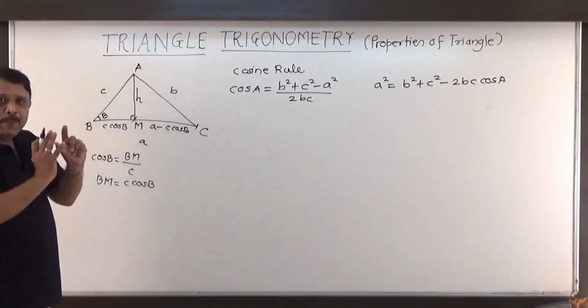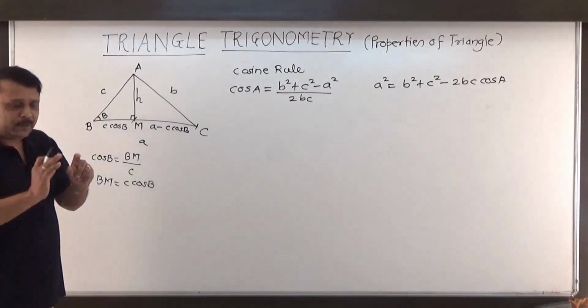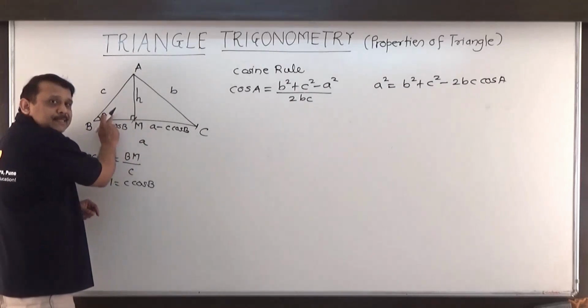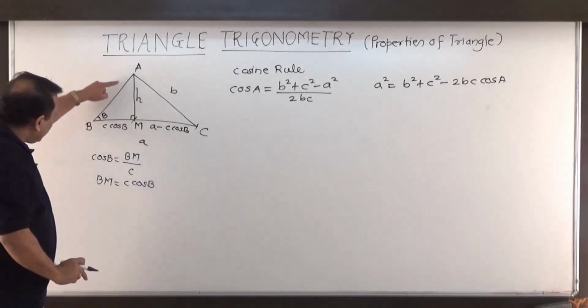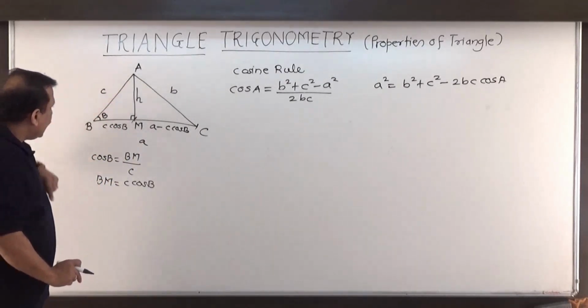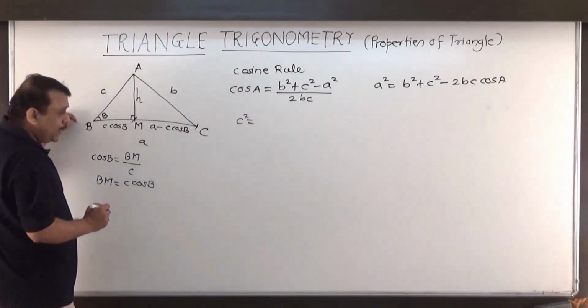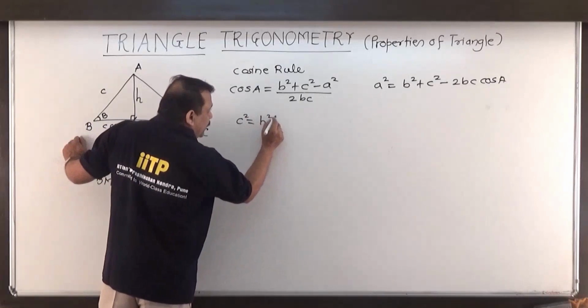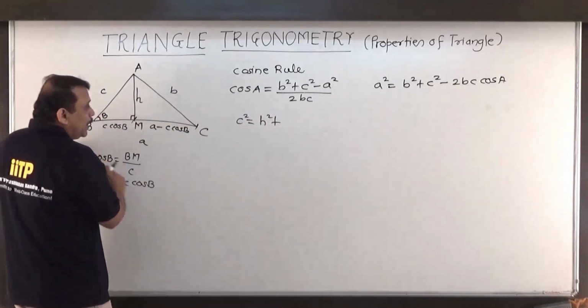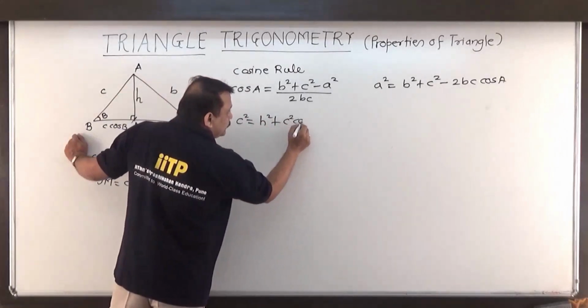Now let us apply the Pythagoras theorem for both the triangles. In triangle ABM, the hypotenuse squared, c², is equal to h² plus c² cos² B.